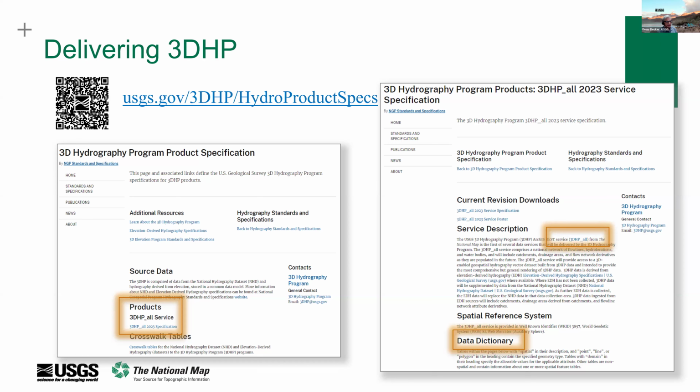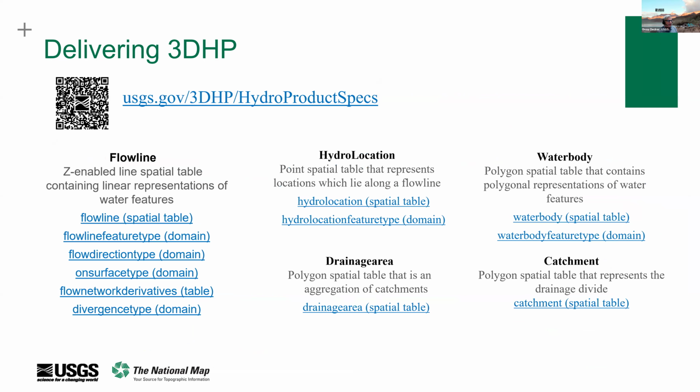The resources here, data dictionary, and again, from the URL up there at the top. Delivering 3D-HP, these is product specifications, some of the tables that we have with this, different flow lines, hydro locations, drainage area, water bodies, catchments. Information on that, again, it's part of the specifications. You can visit the website to learn more.